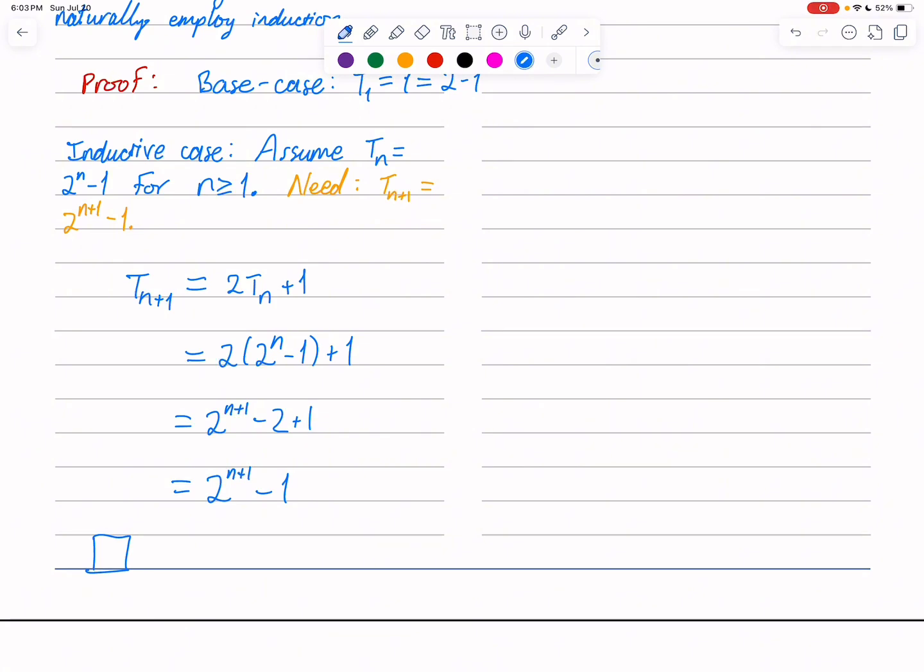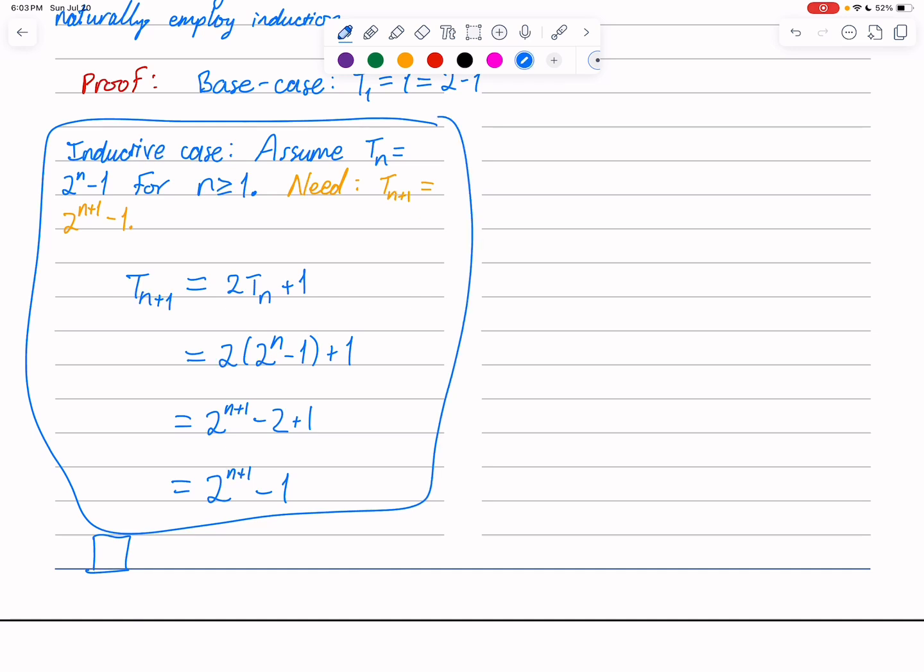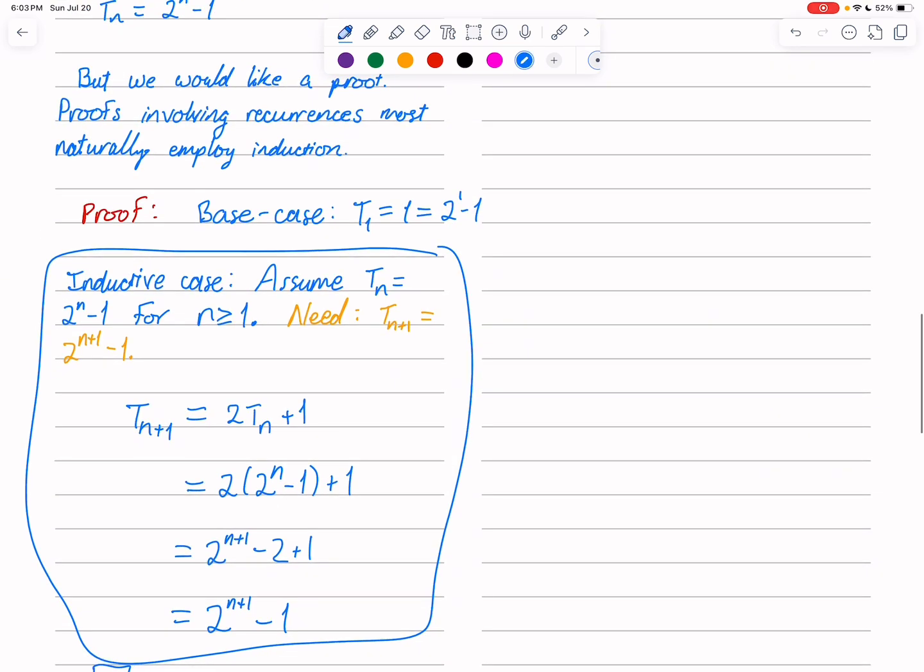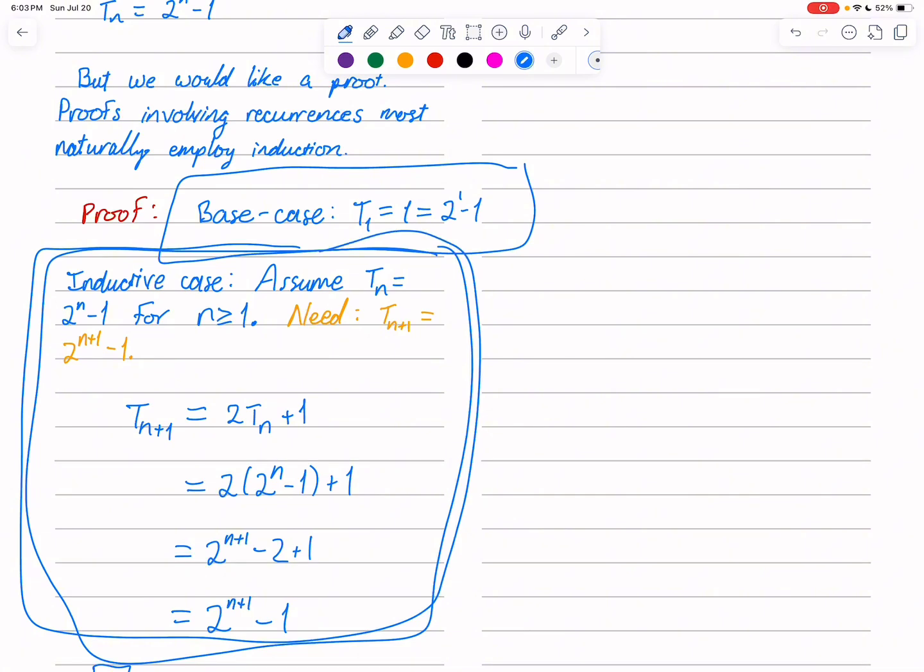Since that concludes the inductive case, the entire proof is done, right? So a proof by induction always has a base case and an inductive case. And once you've established both of those, the proof is complete.